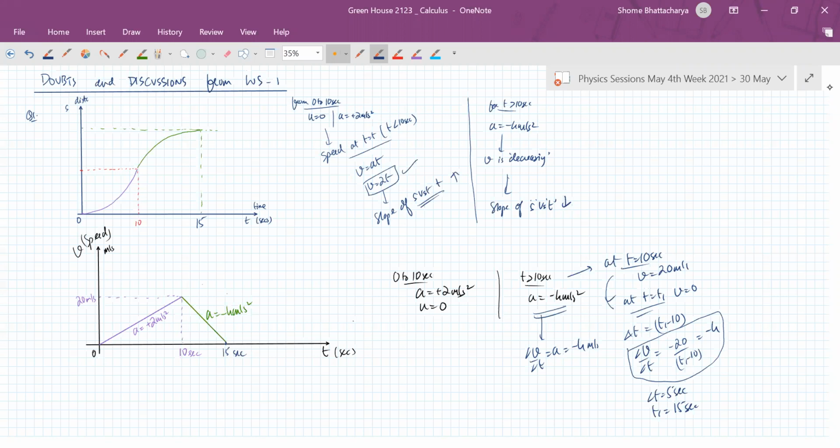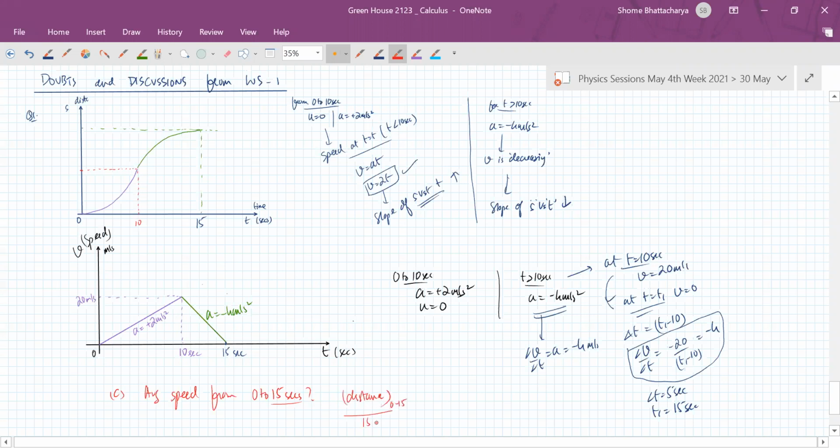I'll give you a hint. How do we get distance from a speed versus time graph? We calculate the area. Very good. So for the C part of the question, I want to calculate the average speed from 0 to 15 seconds. For that, I need the distance from 0 to 15 seconds divided by the time interval.